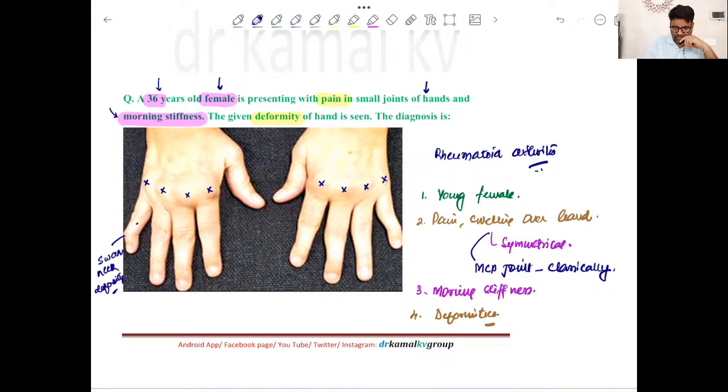Clear? So a classical swan neck deformity is one in which there is hyperextension at the PIP, right? So this is the PIP joint, proximal interphalangeal, and there is hyperflexion at the DIP, the distal interphalangeal joint, right? So this is the classical swan neck deformity. You can have boutonniere deformity also, which is just opposite to this, and you can have ulnar deviation as well. So this is a classical description for rheumatoid arthritis. So the moment you have these keywords, straight away you can go to mark rheumatoid arthritis.